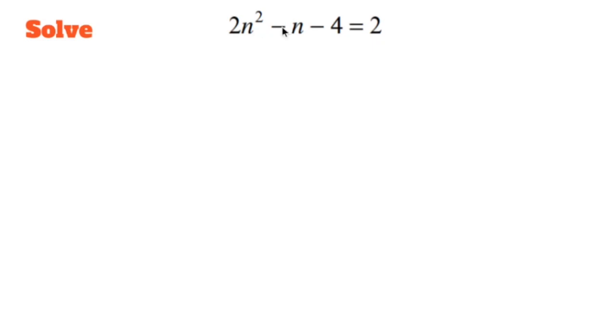Solve 2n squared minus n minus 4 equals 2. This is a quadratic, and in order to solve a quadratic, you really need to get 0 alone on one side. So the way we're going to do that is we're going to start out by subtracting 2 from both sides. There you have it. That gives us 2n squared minus n minus 6 equals 0.